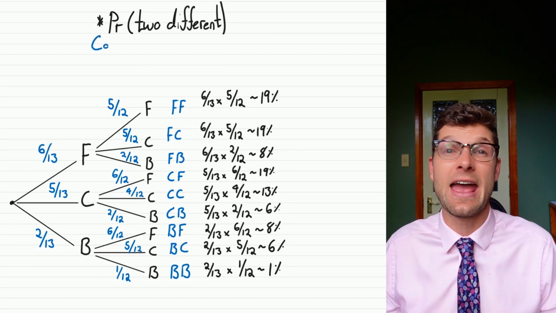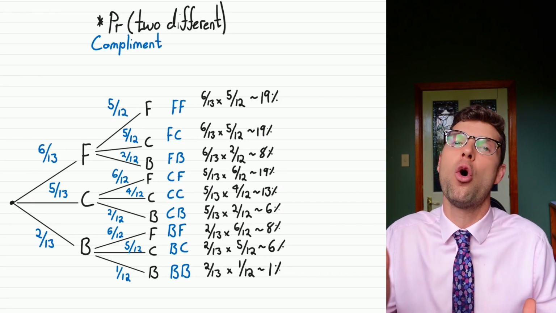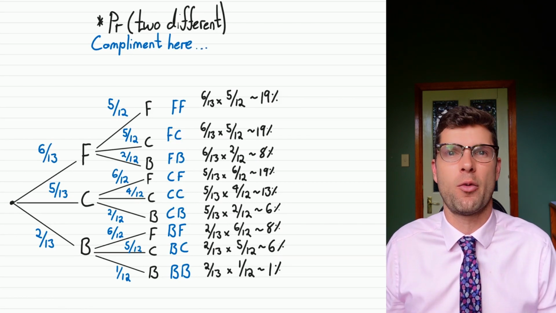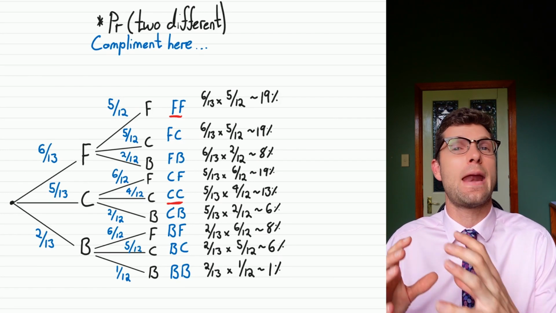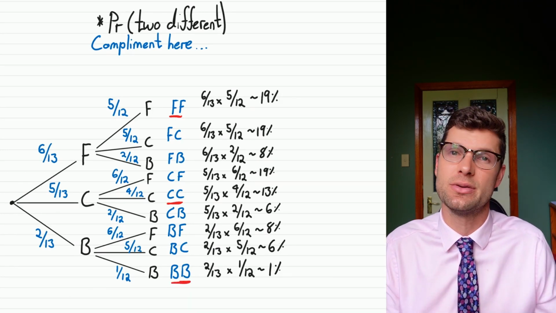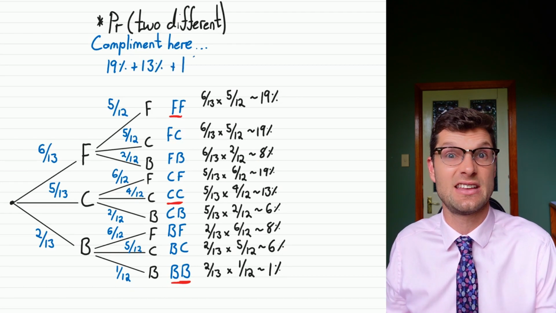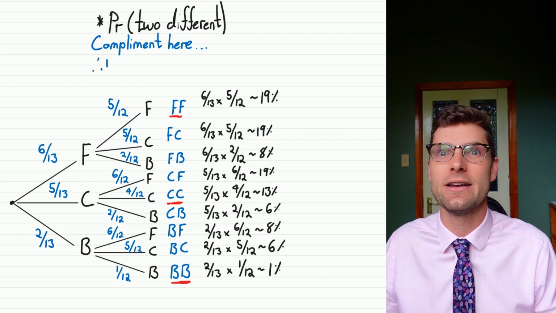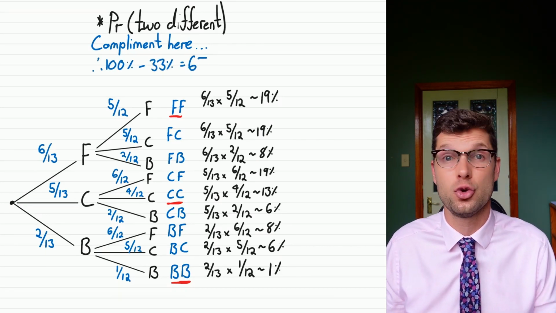The last one here is, hey, what's the probability that I get 2 different ones? And instead of adding up all the percentages of those, I'm going to use the complement. I can find out the probability of getting the same, flake flake, crunchy crunchy, boost boost, and then minus that percentage from 100%. So 19% plus 13% plus 1% is 33%. So in order to find out the answer, I'd just do 100 minus that 33. So I get a 67% chance that I'm going to get 2 different chocolates.